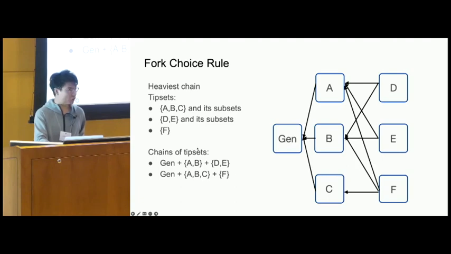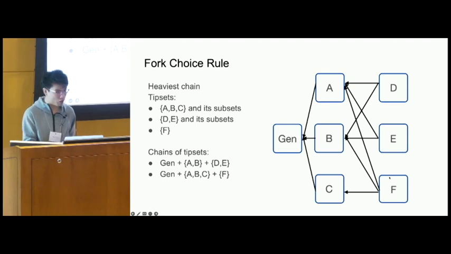The first one starts with the Genesis block, and then we have block A and B in the first epoch, and then block D and E in the second epoch. And for the second chain of tip sets, we have the Genesis block, block A, B, C, and then block F. And if we count the number of blocks in these two chains, we find that both of them have 5 blocks.